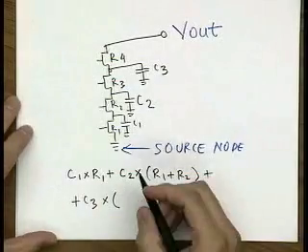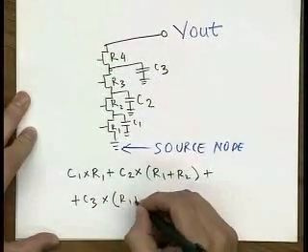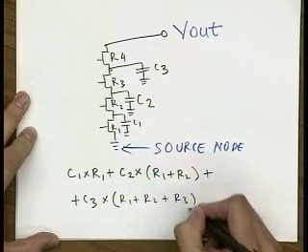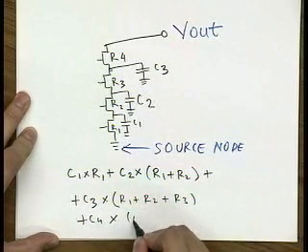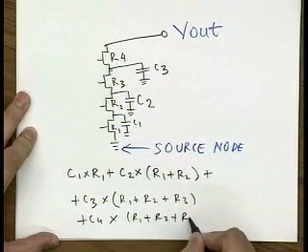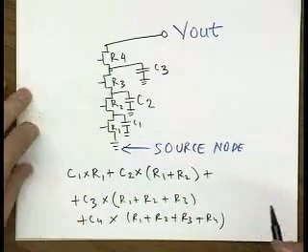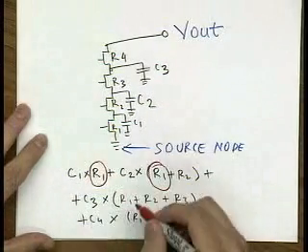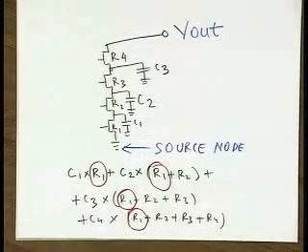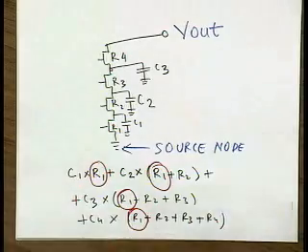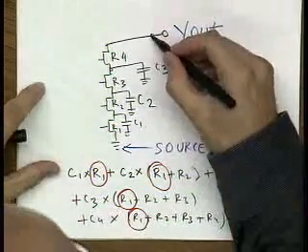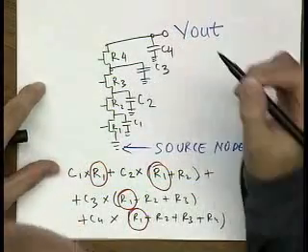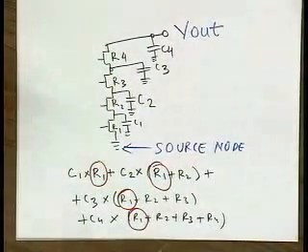Okay, and then C3 sees R1 plus R2 plus R3, and finally C4 sees R1 plus R2 plus R3 plus R4. So now you look at this R1 guy, poor guy, he has to carry all the load. He has to go to C1, C2, C3, C4. C load, that will be C4 over here.